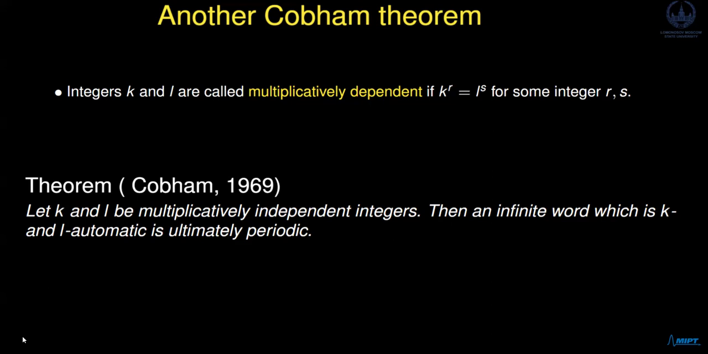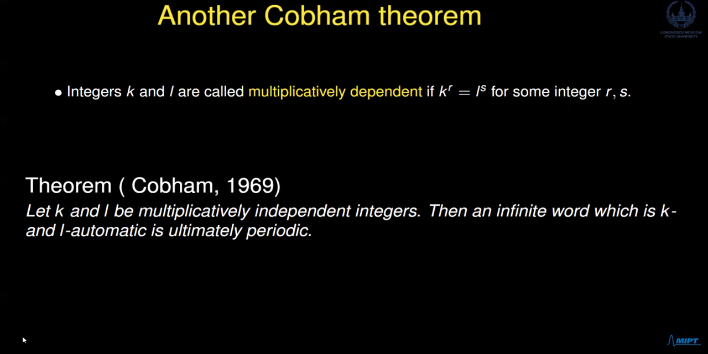This theorem focuses on cases where k and l are multiplicatively independent, meaning no such relationship exists between the two bases. The theorem states: if k and l are multiplicatively independent integers, then any infinite word which is both k-automatic and l-automatic must be ultimately periodic.